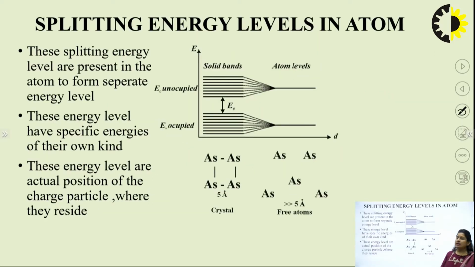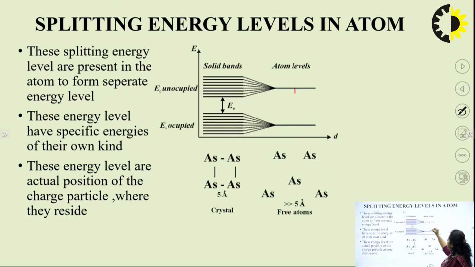So next, the splitting of energy levels. How will the energy levels be split? Initially it is not split, but after we increase the temperature, it gets split. As we have already discussed, the semiconductor's conductivity can be varied according to the doping, p-type doping or n-type doping. So these split energy levels are present in the atom to form separate energy levels. We can see that initially the energy level is single, but after some time it gets split and there will be a change in the energy band gap.